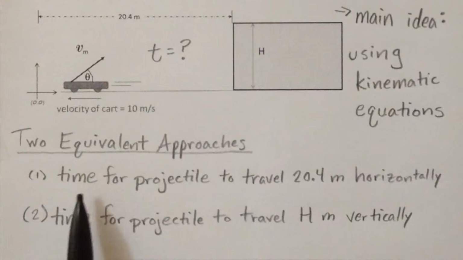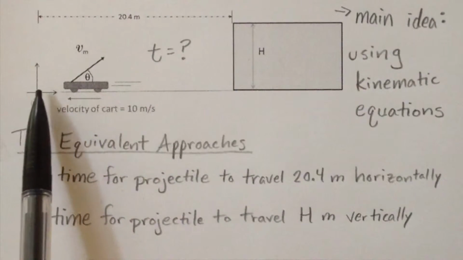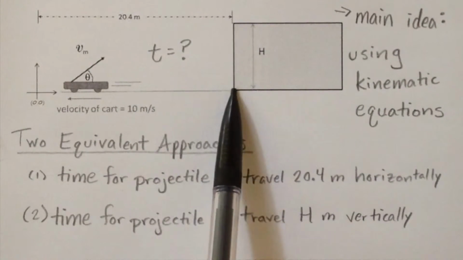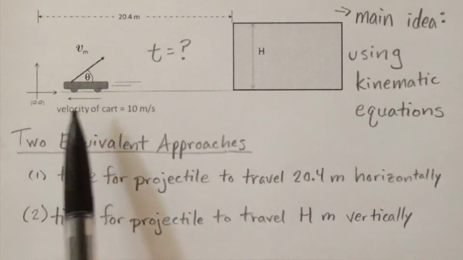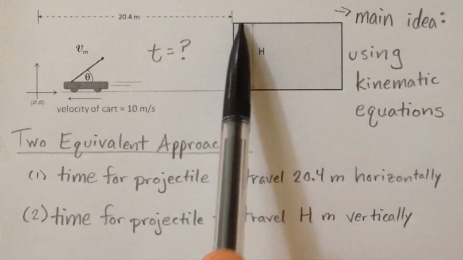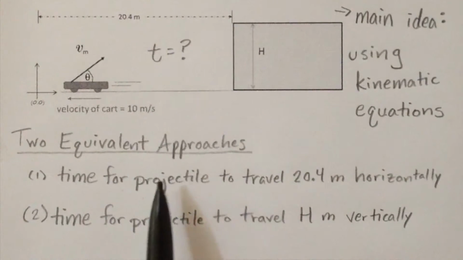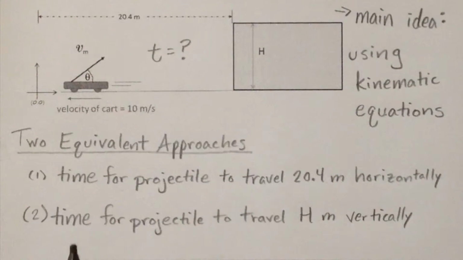The first is to solve for the time it takes the projectile to move 20.4 meters horizontally, and the second is to find the time it takes for the projectile to travel h meters vertically. We'll see that these two approaches will both give us the exact same answer.